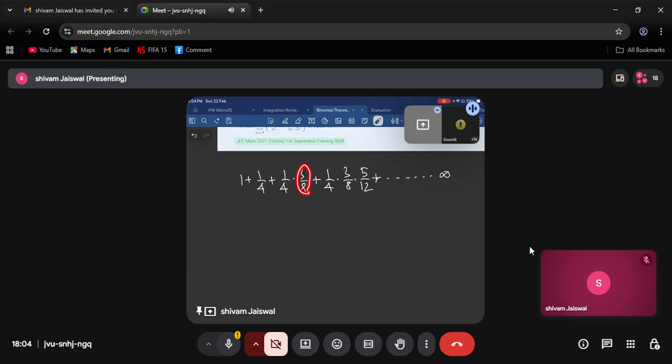Can you see 3 by 8? Then again 3 by 8 into 5 by 12. Then some other factor, maybe 7 by 16. Can you understand? Yes, sir. Since all of them are plus, try to compare it with 1 plus x whole to the power n. Start comparing it with 1 plus x whole to the power n. Actually minus n, 1 plus x whole to the power minus n.